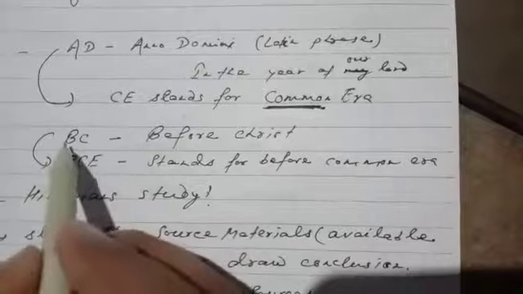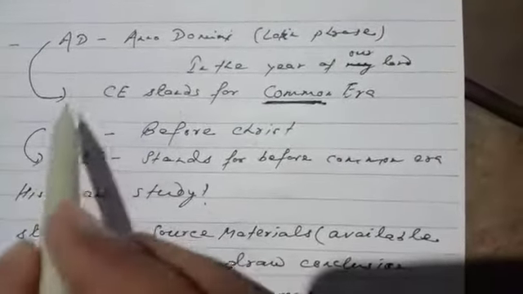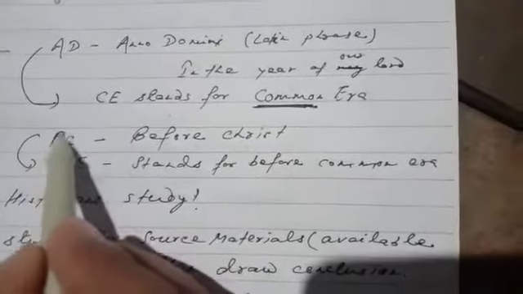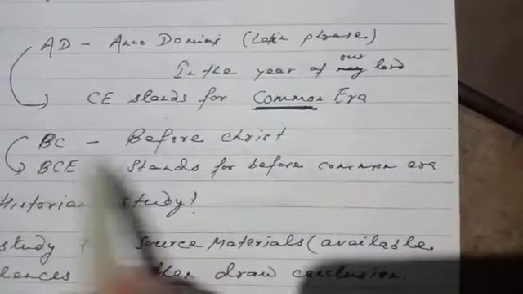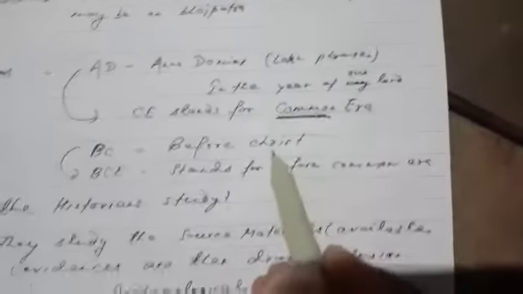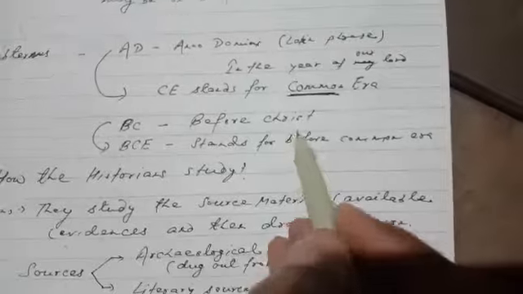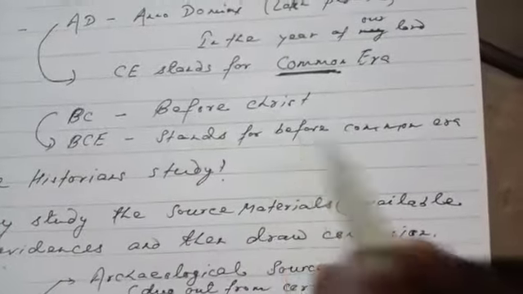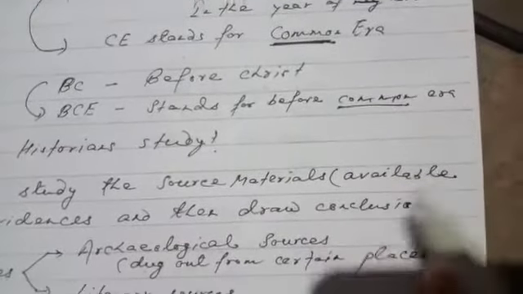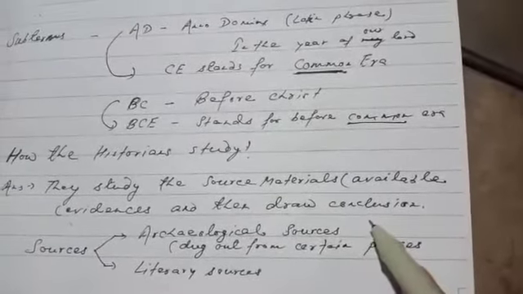Similarly, another term that is used is BC or BCE. BC stands for Before Christ, before the birth of Jesus Christ, and that can also be denoted by another term, BCE, that stands for Before Common Era. Again, common means Gregorian calendar. So we have studied all these things.